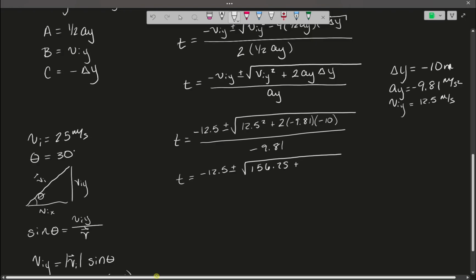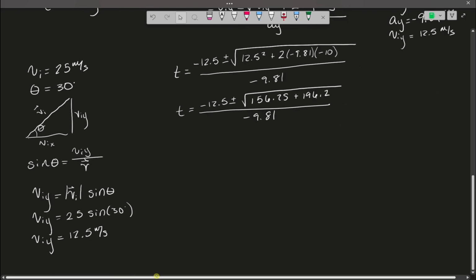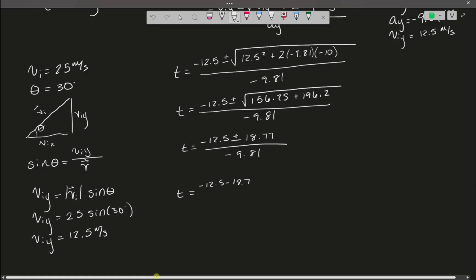156.25 plus 196.2, and this will all be divided by negative 9.81. I'm then going to calculate what's happening with my square root, and I get negative 12.5 plus or minus 18.77 divided by negative 9.81. So now I have two options as to what my solution could be. My solution is either negative 12.5 minus 18.77 divided by negative 9.81, or my solution is negative 12.5 plus 18.77 divided by negative 9.81.